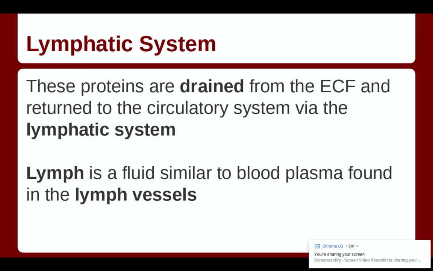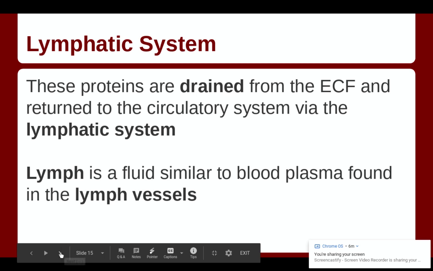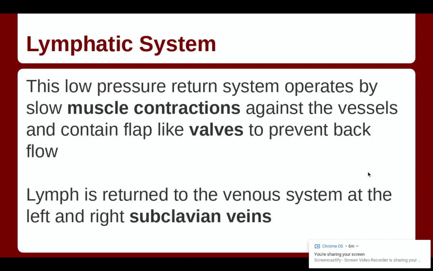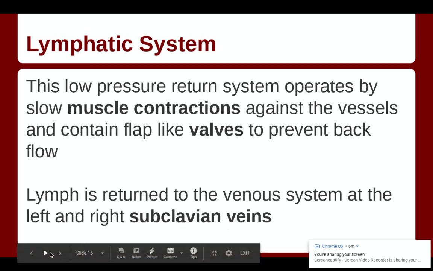Lymph is a fluid similar to blood plasma. It's found in our lymph vessels, which are separate vessels. It's a low pressure return system, operating by slow muscle contractions against the vessels, similar to how our veins work. They contain flap-like valves to prevent backflow, again similar to veins. Lymph is returned to the venous system at the left and right subclavian veins.